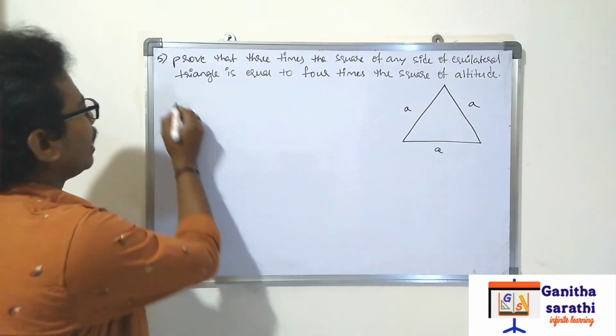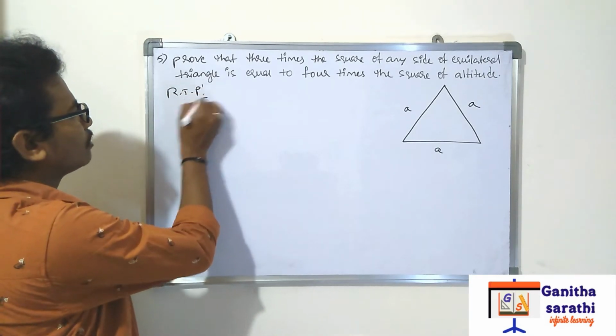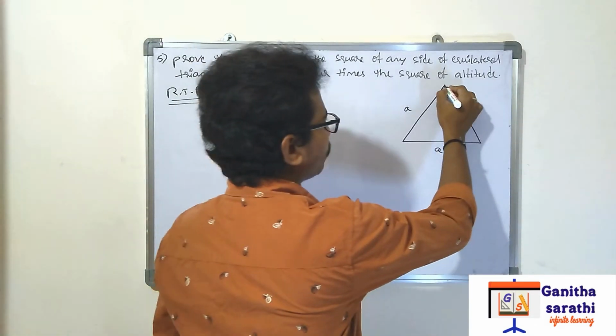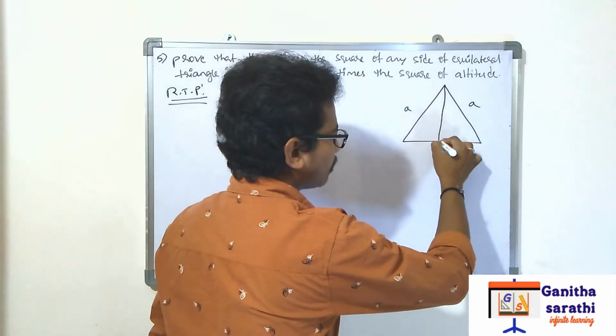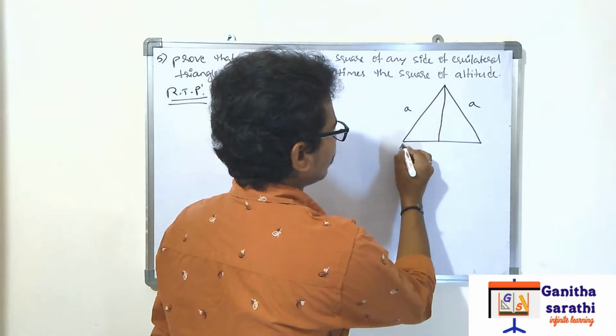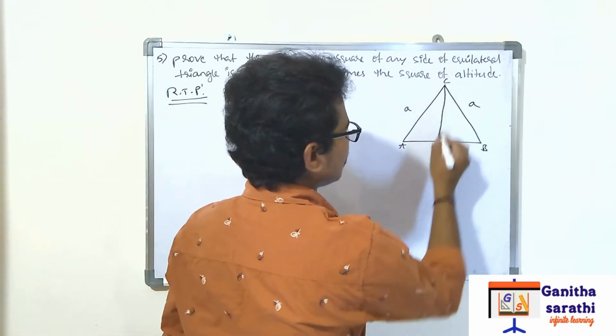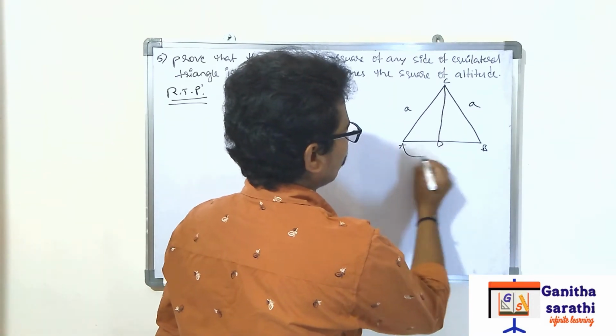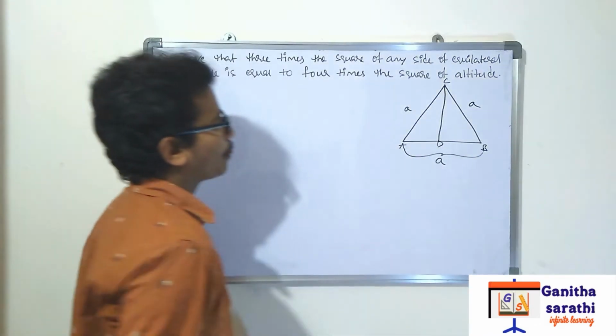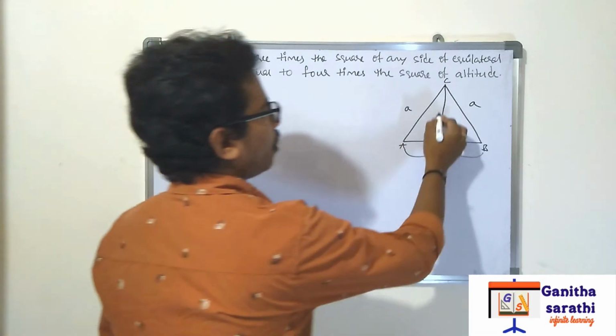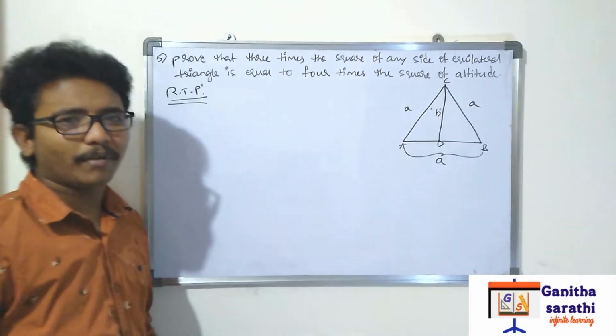What we have to prove is what? Three times the square of any side equals four times the square of the altitude. So draw an altitude here. Take this as altitude, A, B, C, and this is the altitude. Take the altitude as h. Altitude means nothing but height, right?